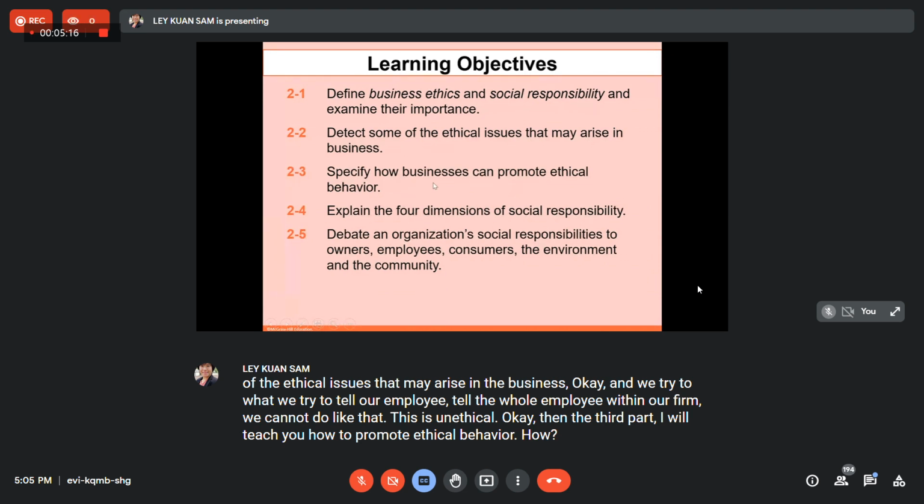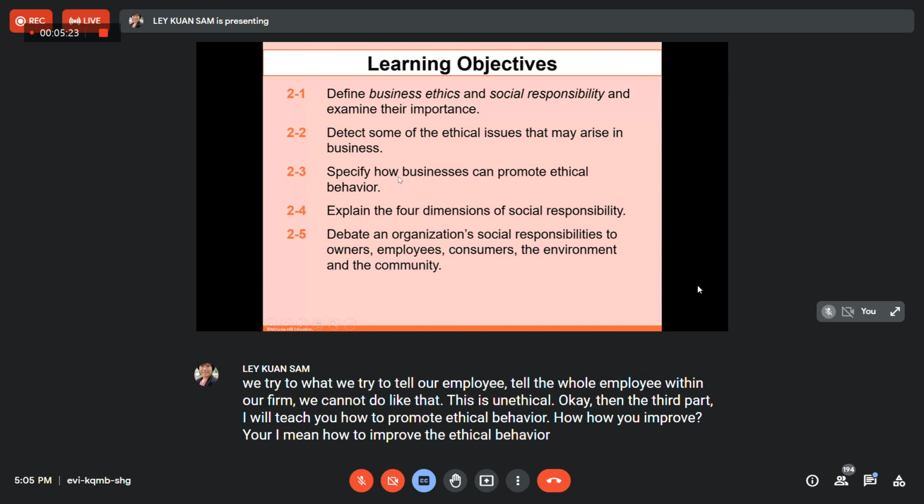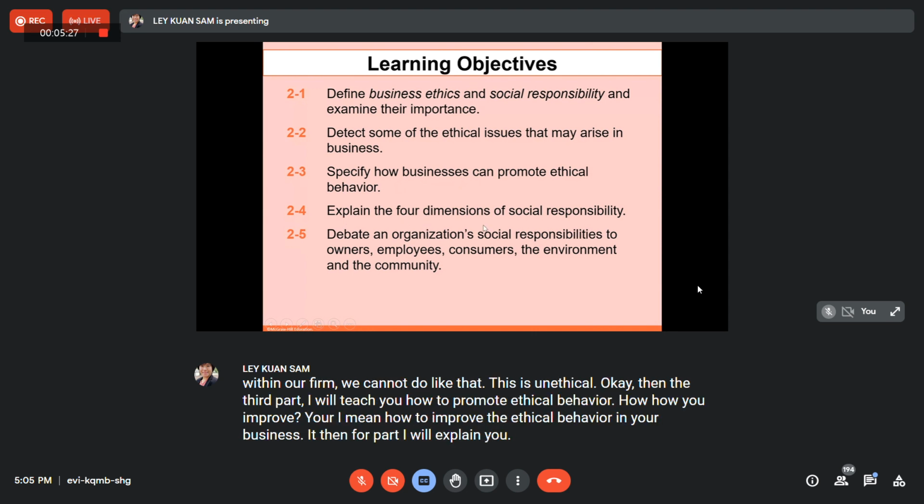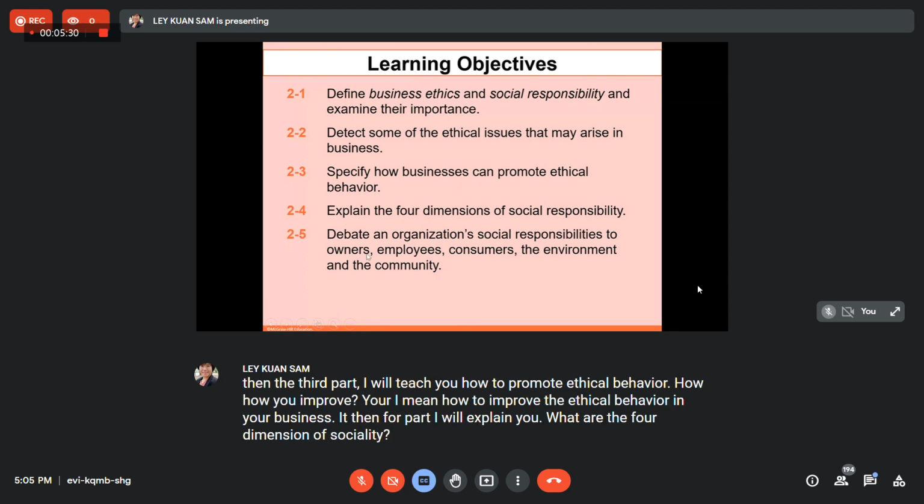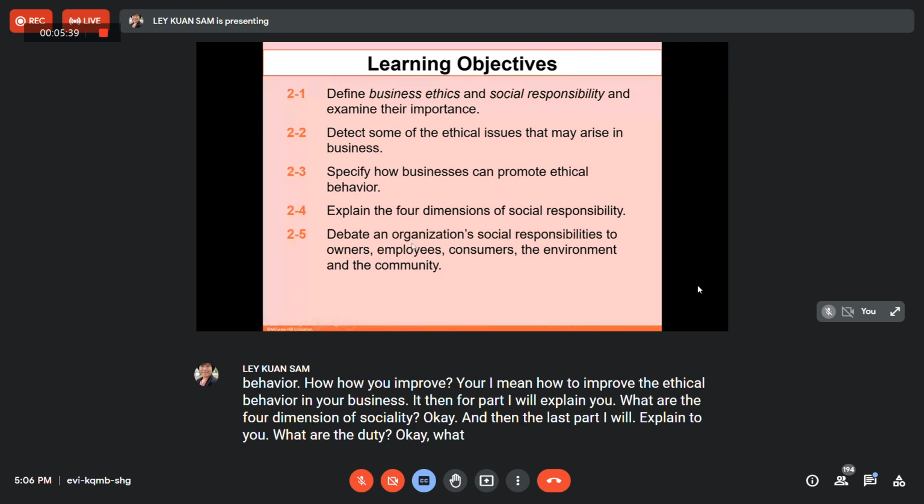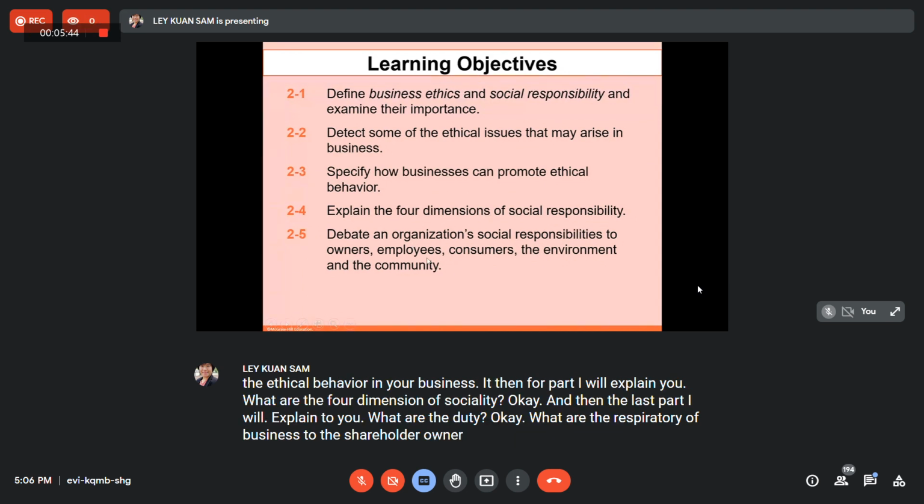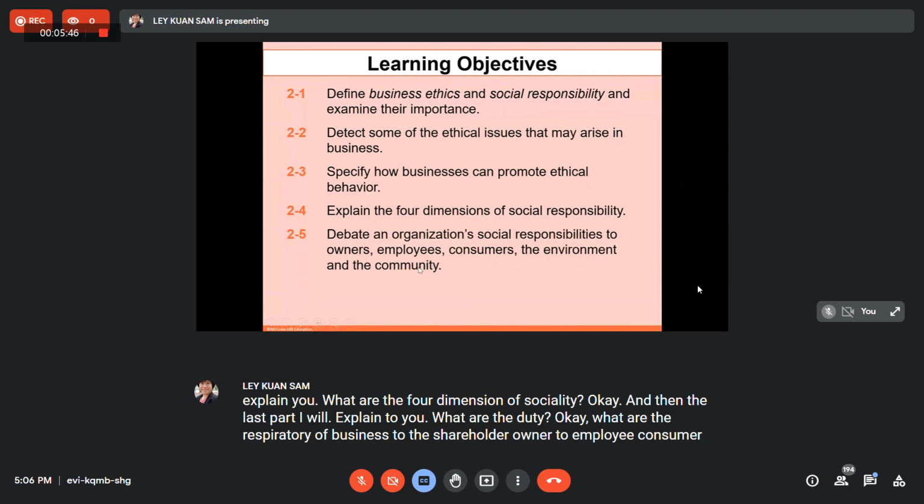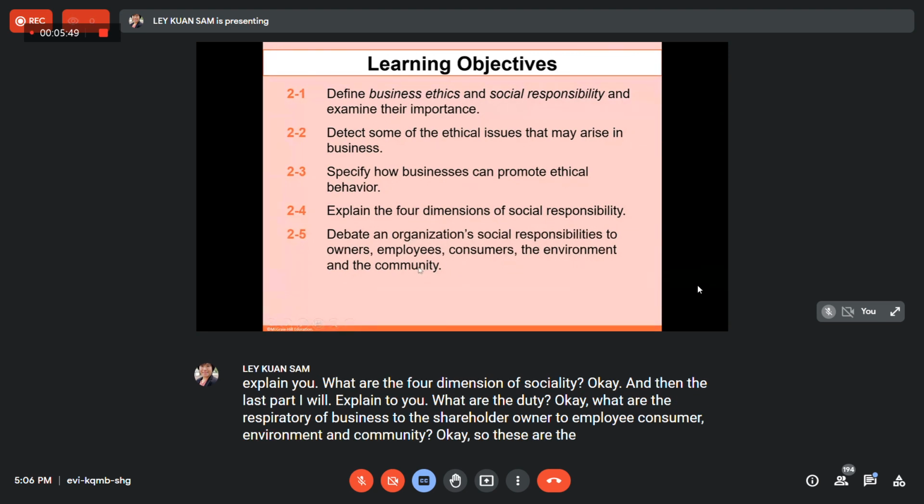Then the third part, I will teach you how to promote ethical behavior, how to improve the ethical behavior in your business firm. Then the fourth part, I will explain to you the 4 dimensions of social responsibility. And then the last part, I will explain to you the duty and responsibility of business to the shareholder, owner, employee, consumer, environment, and community. So these are the knowledge you will learn in this topic.